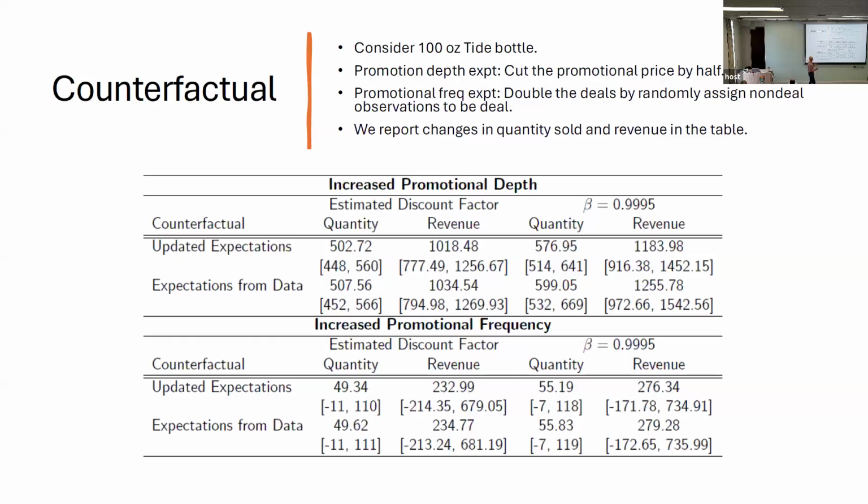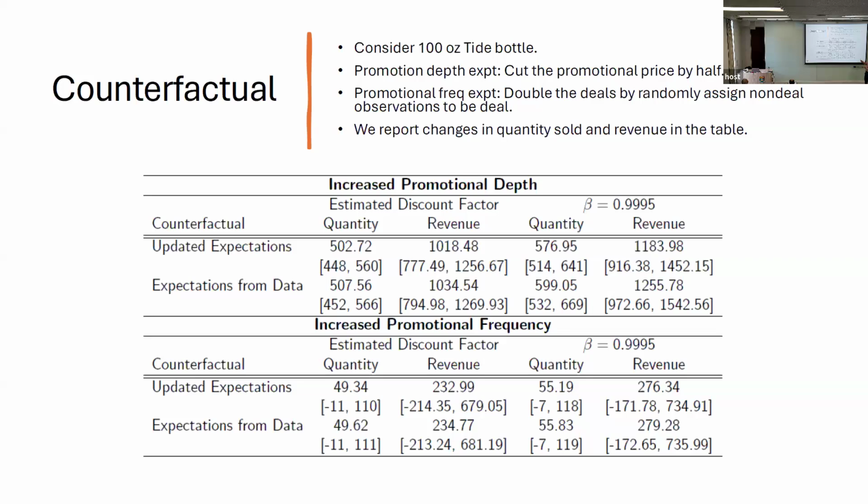So now I want to just show you, okay, after we get done with this, what else can we do? Well, we can do some kind of counterfactual experiments. What we're showing here is, those white two columns are from the standard model versus using a model where we estimate this discount factor as well. When we do counterfactual experiments, for example, increase the promotional depth or increase the promotional frequencies, how that may change the result, right?